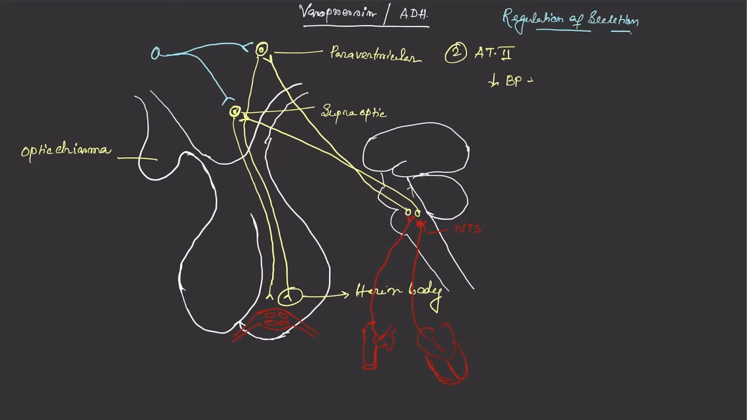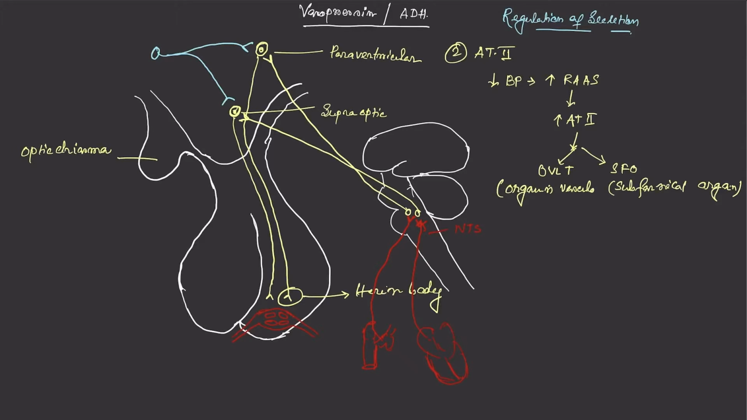Another regulator of vasopressin secretion is angiotensin II. Whenever there is a fall in BP, there will be stimulation of the renin-angiotensin-aldosterone system, ultimately producing an increased amount of angiotensin II. Now there are specific areas over the hypothalamus which have angiotensin II receptors. Specifically, those are located over the OVLT and the SFO, the subfornical organ, and OVLT, the organum vasculosum of lamina terminalis. Whenever AT2 binds to the specific receptor situated over the OVLT or SFO, it ultimately causes an increase in ADH secretion, as well as thirst stimulation.